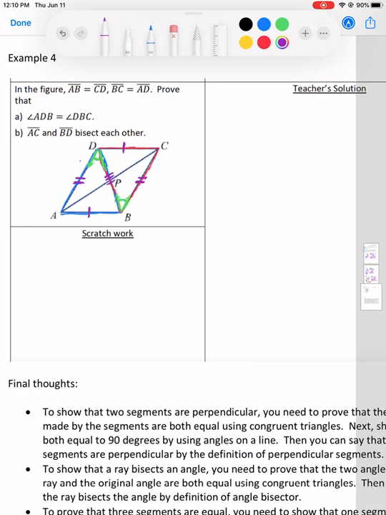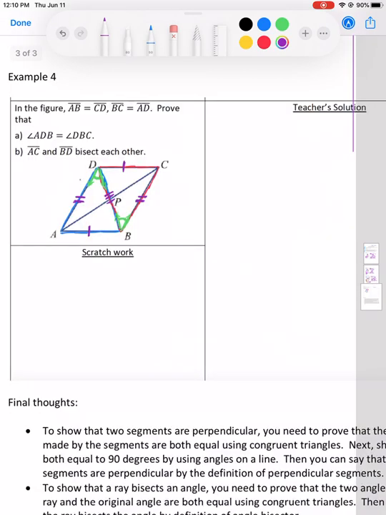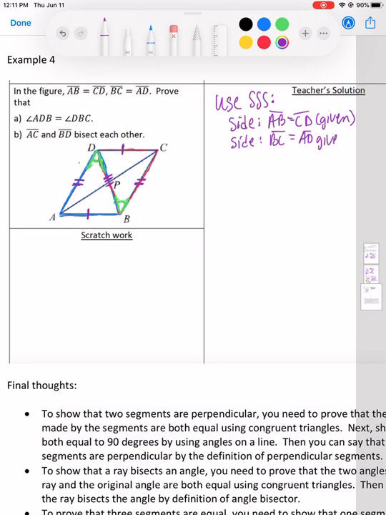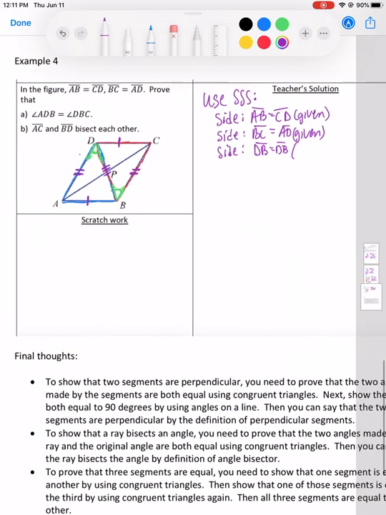So first we're going to use side, side, side. Okay, my first side correspondence, let's start with the one tick marks, is AB equals CD. Now that one was given to us. Next, we'll do another side correspondence. We'll do the two tick marks, which is BC equals AD. And that was also given to us. The third side correspondence we deduced using common side, so DB equals DB. And that's from common side.